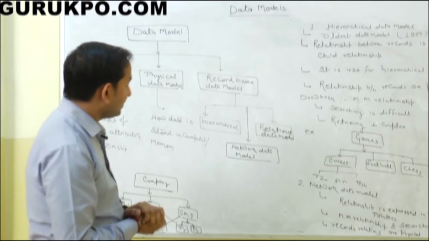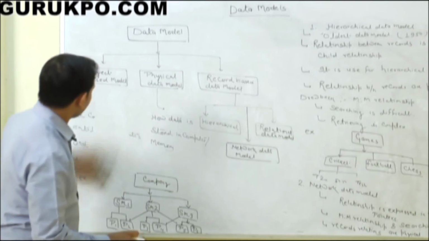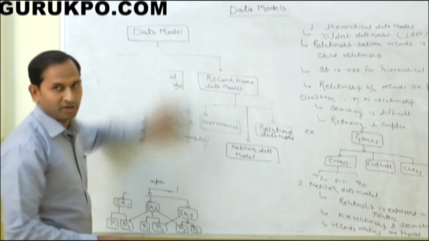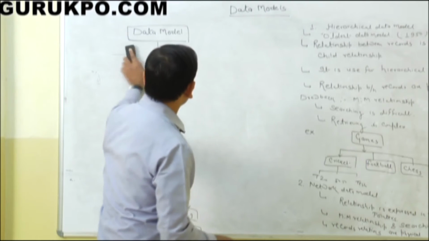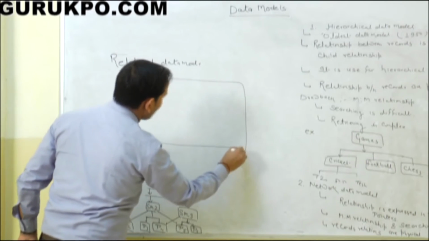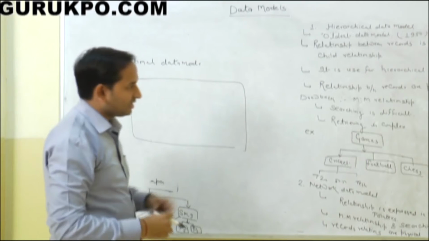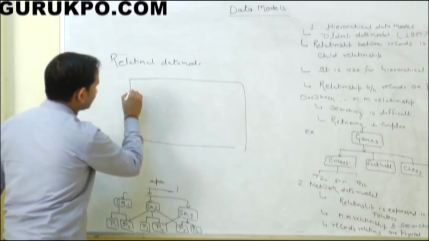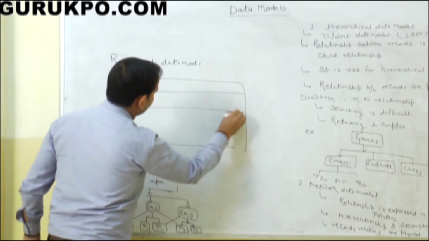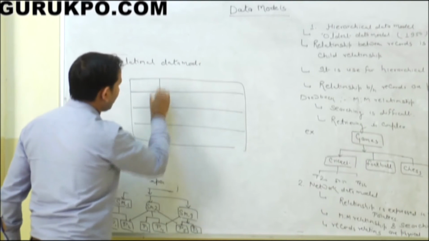Third and last model is relational data model. Information is stored in tabular form where multiple records exist. The main key feature of relational data model: information is stored in tabular form, so retrieving of record is very easy. There are a lot of examples of relational data model.